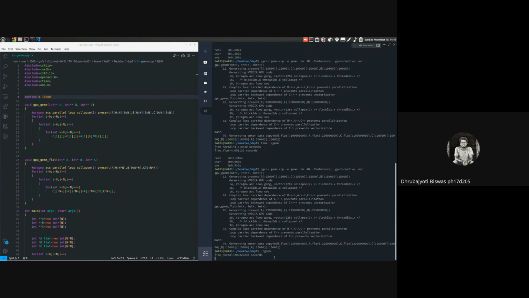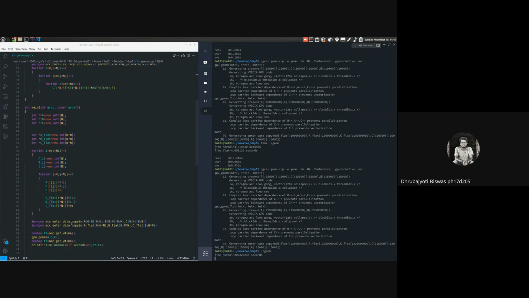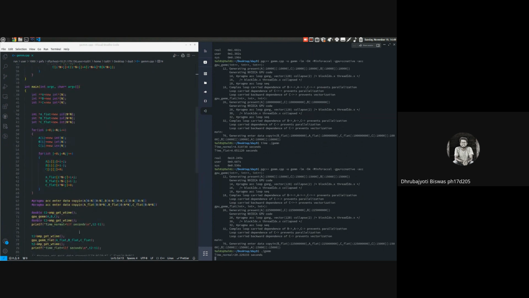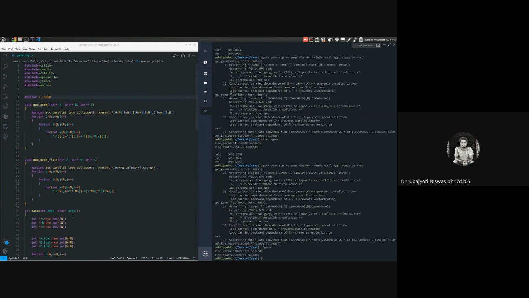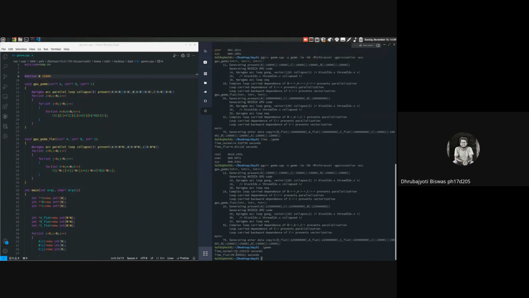So for the normal, it is taking around 20.2 seconds. By the way, I am computing the time using the omp_get_wtime function. So that way, you can internally get the time. This is a function in the omp.h library. So here you see that more or less it is taking the same time. I think my estimate is if you take larger matrices, this will actually become better.